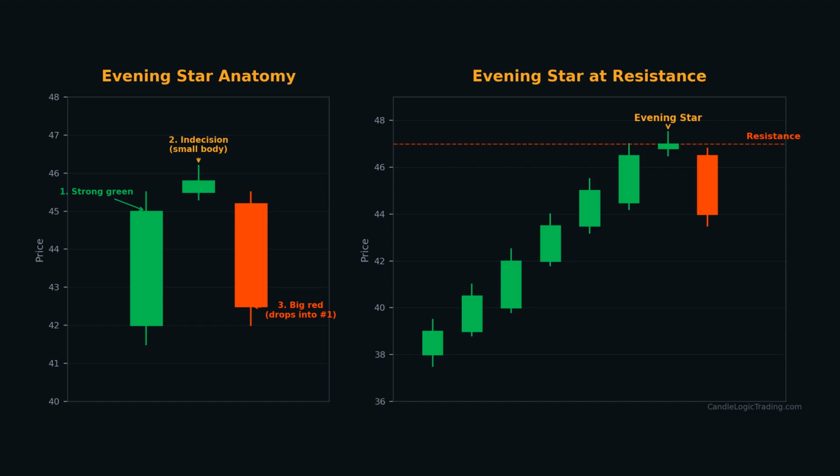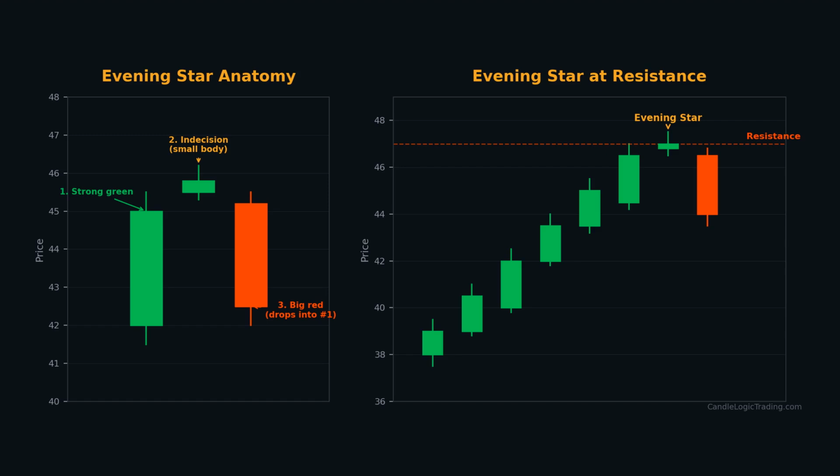Candle 2, a small-bodied candle. Could be green, could be red, doesn't matter. What matters is that the body is small. After that big, confident green candle, the market suddenly stalls. This small candle represents indecision. The momentum is dying. Buyers and sellers are fighting to a standstill at the top. And then candle 3, a big red candle that drops back down into the body of the first green candle. The reversal is confirmed. Sellers have taken over.